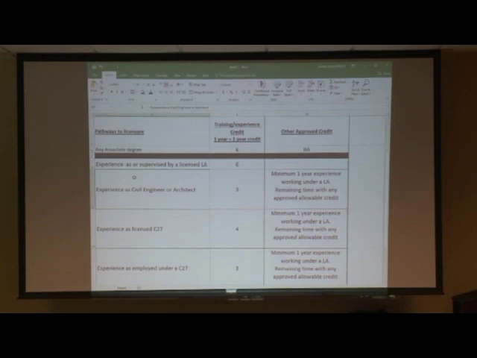So is the third line just as a licensee or employed by? The third line is a C-27 license. No, the civil engineer and architect. Oh, is that licensed as? Experience as or supervised by. Is it the same as the other line? Yes. Actually, no, so just experience as or supervised by a licensed, like civil engineer or.